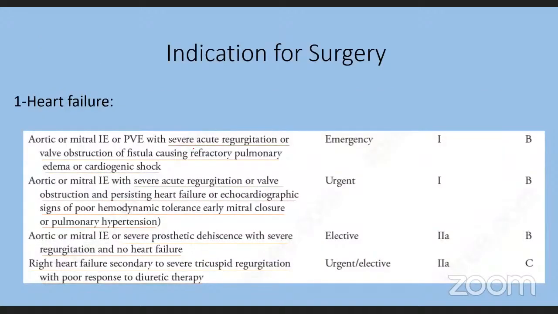So indications for surgery start with heart failure. If the patient has severe acute regurgitation or valve obstruction or fistula causing refractory pulmonary edema or cardiogenic shock, this should be taken as an emergency case. It's class 1 level B. In cases of severe acute regurgitation or valve obstruction with persisting heart failure or echocardiographic signs of poor hemodynamic tolerance, early mitral closure or pulmonary hypertension, this case should be taken as urgent. In cases of severe prosthetic dehiscence with severe regurgitation and no heart failure, this should be taken as elective, class 2A. In cases of right heart failure secondary to severe tricuspid regurgitation or poor response to diuretic therapy, this case should be taken as urgent or elective. This is regarding the first indication, which is heart failure.